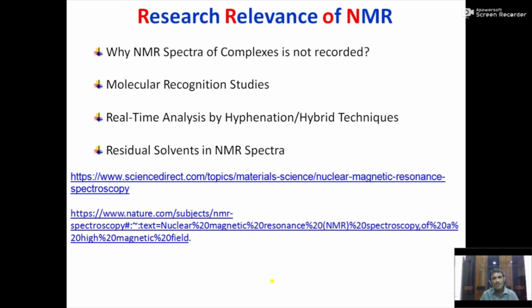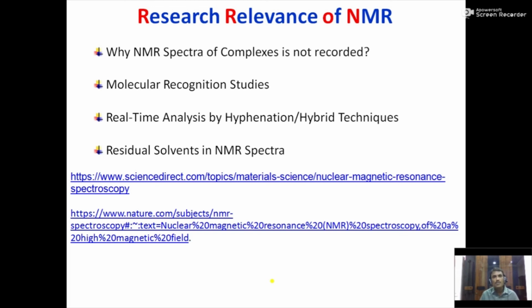For diamagnetic metals, we can record the NMR spectrum of the complexes. In the case of the lanthanides, even with paramagnetic complexes, we get a sharp peak, but in the case of the paramagnetic transition metals, we get broad peaks. So for that, UV-visible spectrophotometry and IR spectrophotometry are the better options.